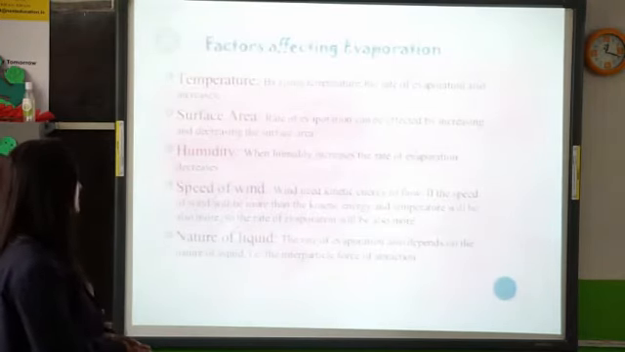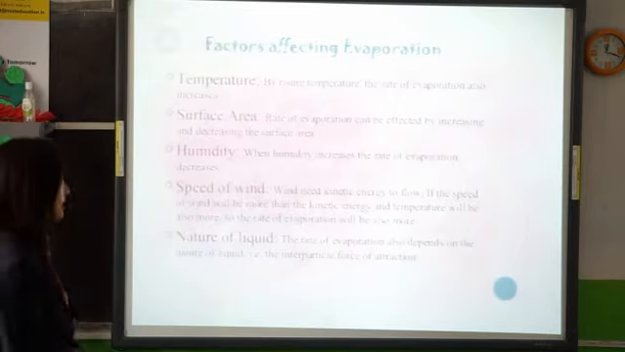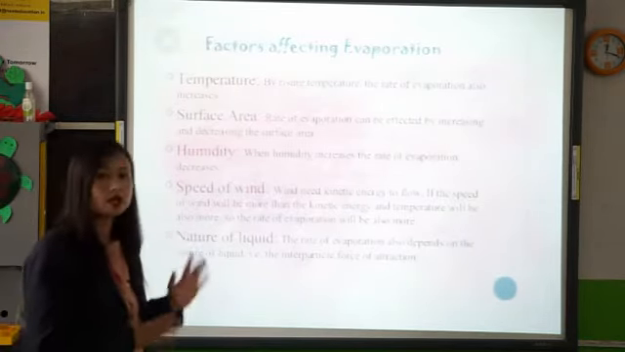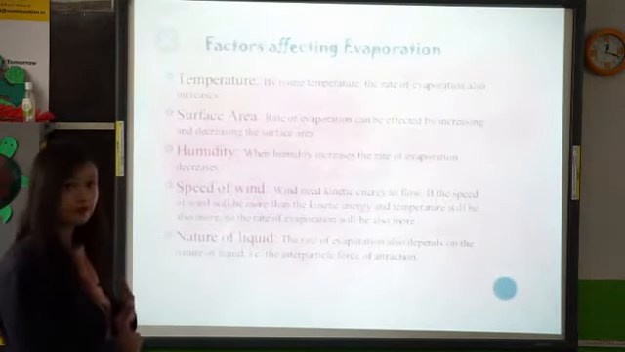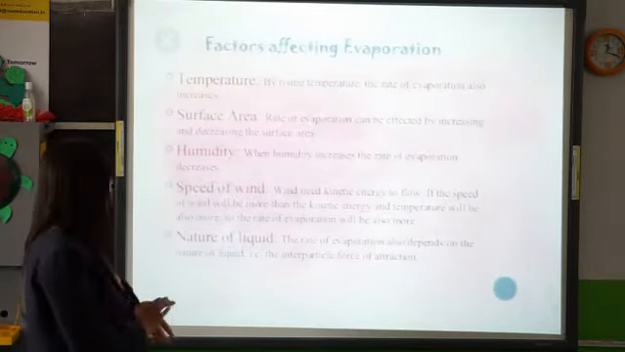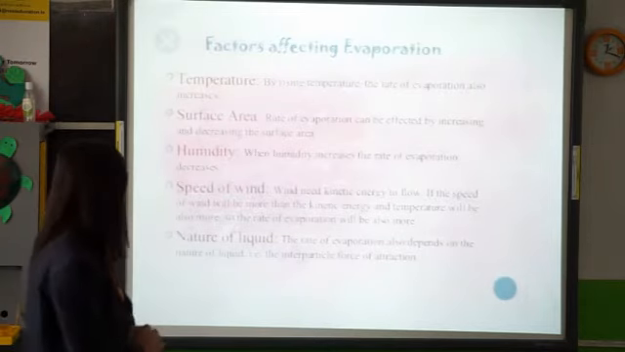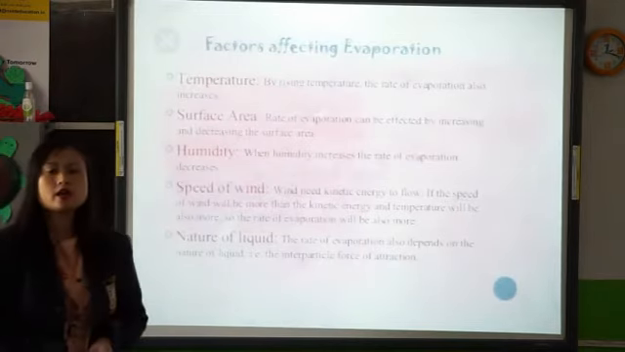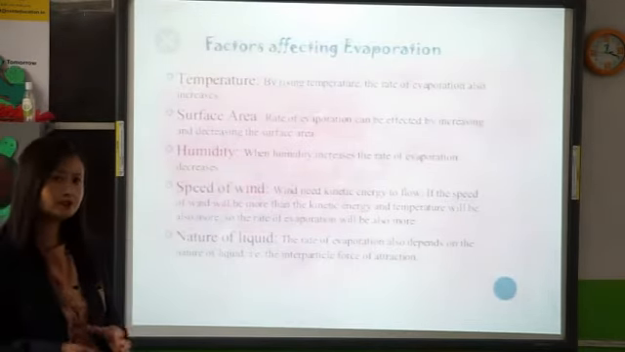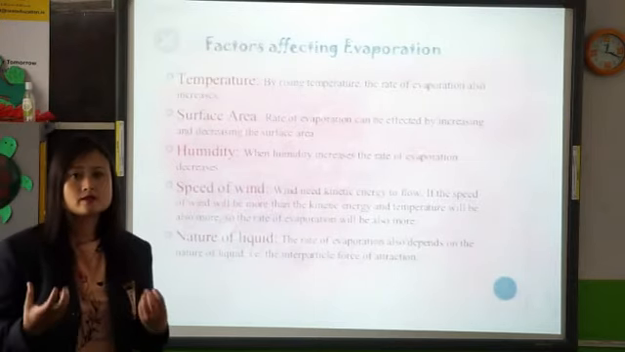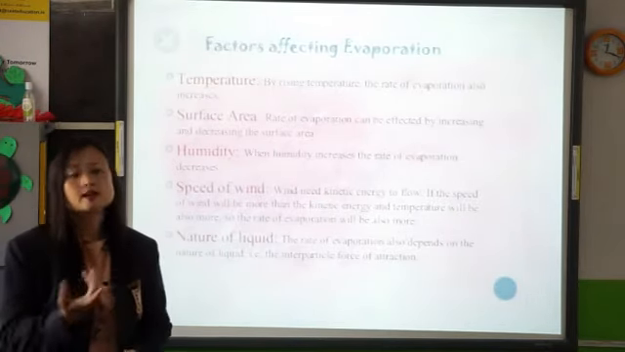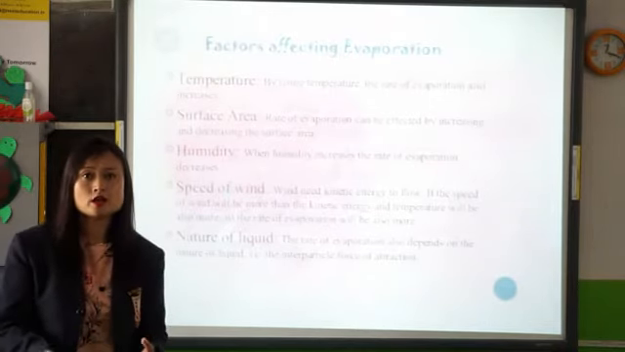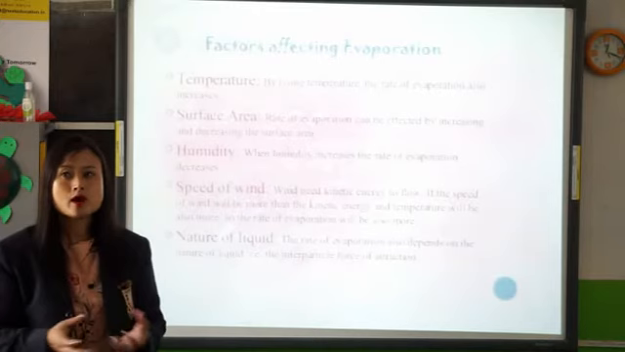Now we will be discussing factors affecting evaporation. Evaporation depends upon 5 factors. First, temperature. Second is surface area. Third is humidity. Fourth is the speed of the wind. And the last one is nature of the liquid. Now, temperature. If the temperature increases, the rate of evaporation also increases. The best example: clothes dry faster on a sunny day than on a rainy day, isn't it? Why?